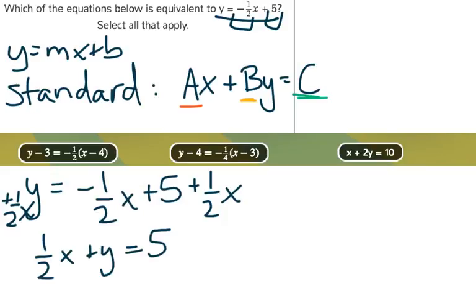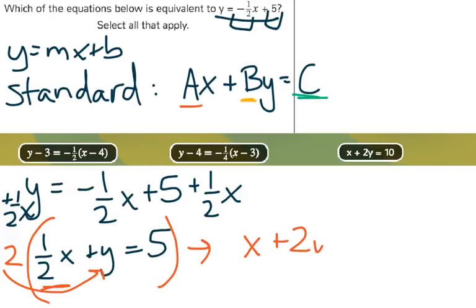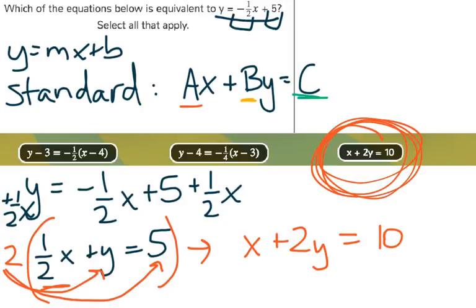And then if I want to get rid of this fraction on the left side, I can multiply both sides of the equation by 2. The 2's cancel out over here, so that gives me x plus, and then I have to multiply 2 times y, which gives me 2y equals, and I have to do it to the other side too, 2 times 5 equals 10. So that's my standard form, which I see up here.